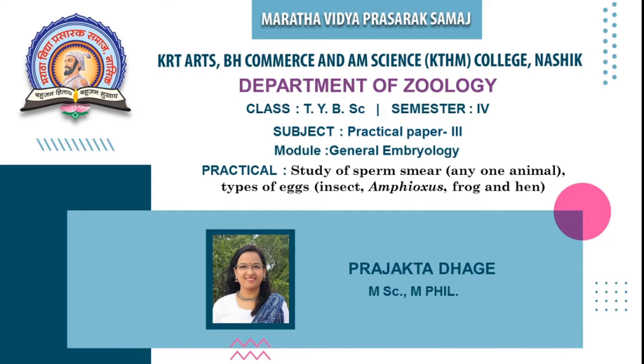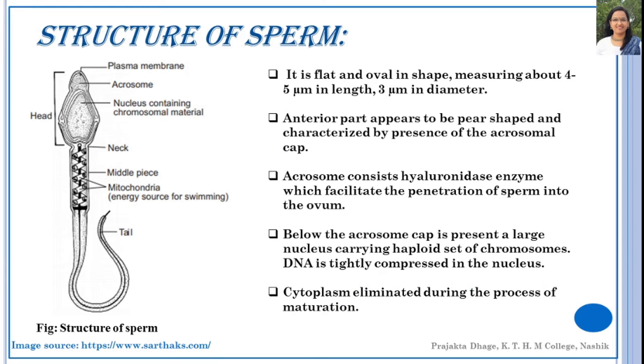So in our lectures we have already seen what are the different types of eggs on the basis of distribution of yolk, and what are the types of eggs based on the size of the yolk granules. Now today we'll be focusing on the exact eggs of that particular organism itself. So let's first begin with the sperm.